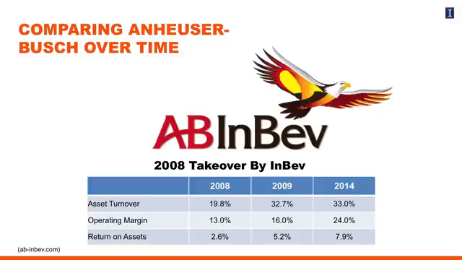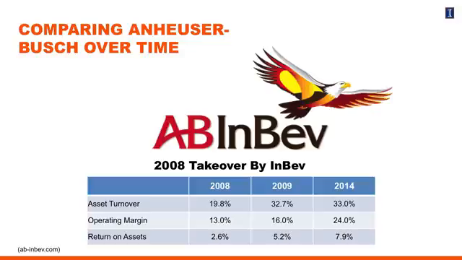Now the CEO of InBev, the Belgian company that bought Anheuser-Busch, is well known for cutting costs and making companies more profitable. So what he did was he came in and he cut down the cost tremendously. From 2008 to 2009, you see the operating margin has gone from 13% to 16%, and it has since been improving to currently being at 24%.